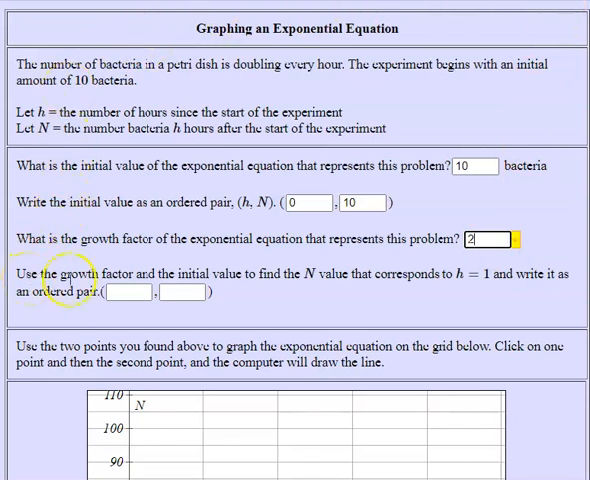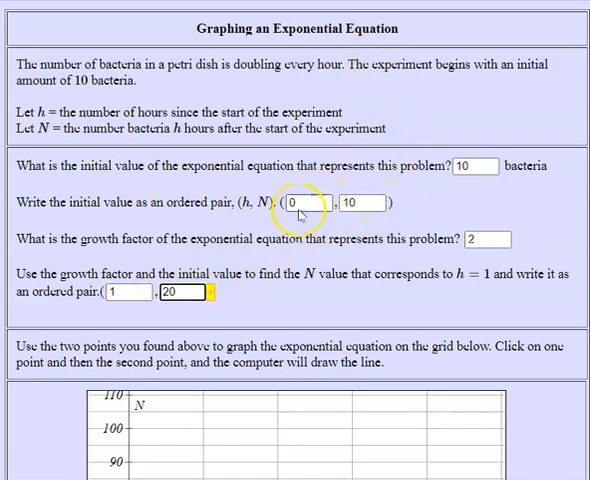Now we're asked, use the growth factor and the initial value to find the N value that corresponds to H equals 1 and write it as an ordered pair. So we're given the value H equals 1. And now we're asked to find the N value. Now remember, with linear functions, when this increased by 1, the dependent variable increased by whatever the rate of change or slope was. With exponential equations, it's multiplication. So that growth factor, if we start with 10, 1 hour later we're going to have 2 times as many, or 2 times 10, which is 20 bacteria.